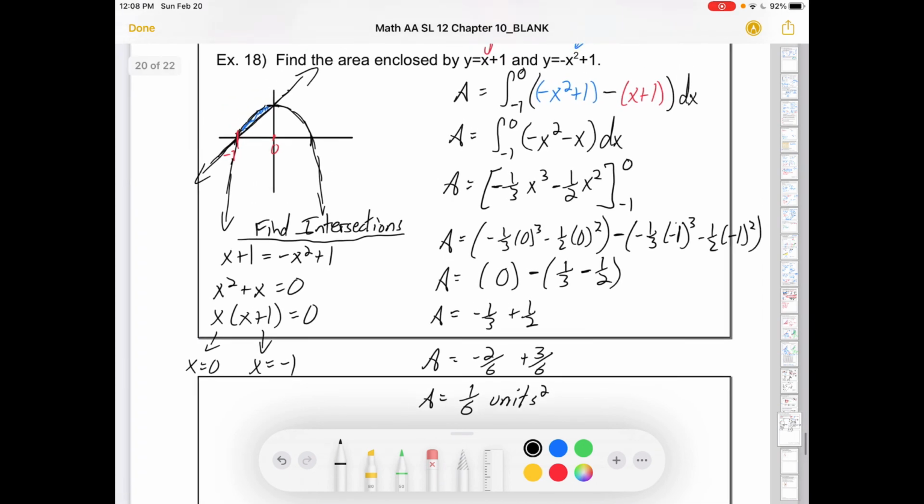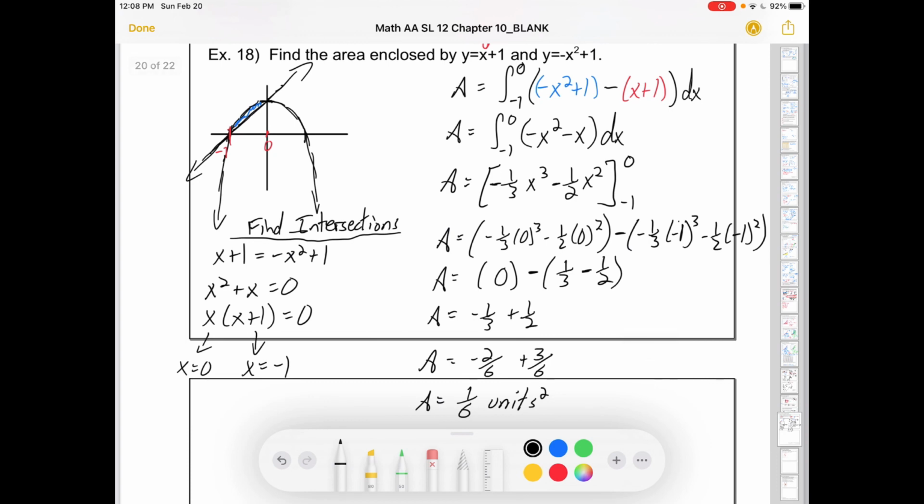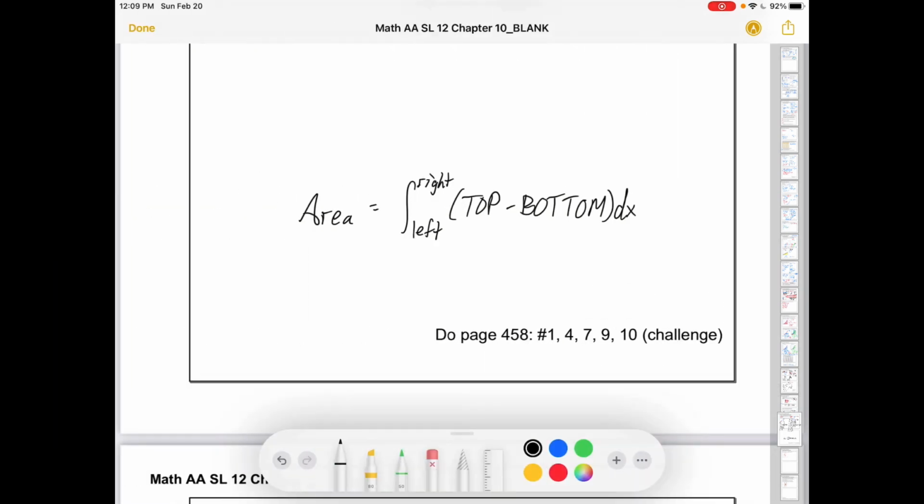We can check this all out on our GDC, but it should work out for us. Let's recap. For basic areas, we're looking at the integral from the left to the right of the top function minus the bottom function. If we need to find those boundaries, we may need to find an x-intercept or a point of intersection between the two functions.